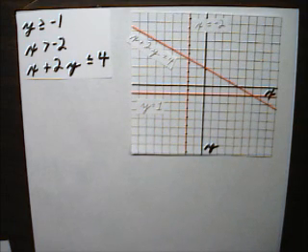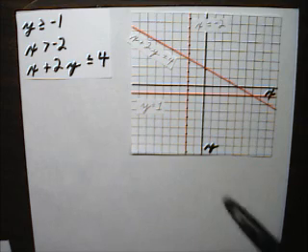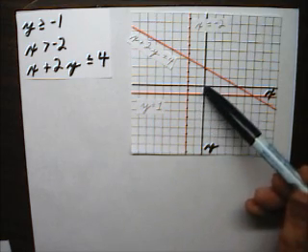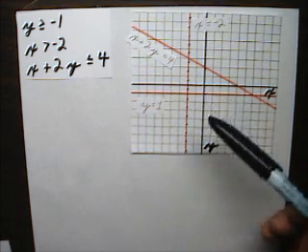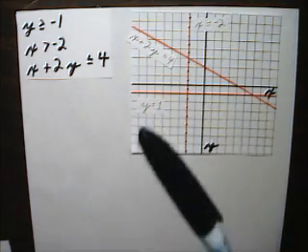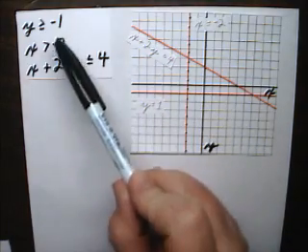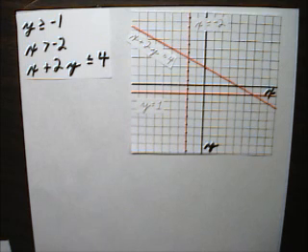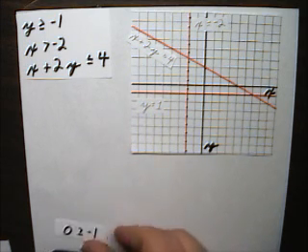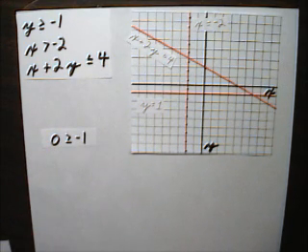Here I've graphed those three lines, and now we have to figure out the shading. And to figure out the shading, I'm going to pick a point. The point I'll pick is 0, 0. And when I substitute 0, 0 into the first inequality, there's of course no x term, but y will be 0, so I end up with 0 is greater than or equal to -1.